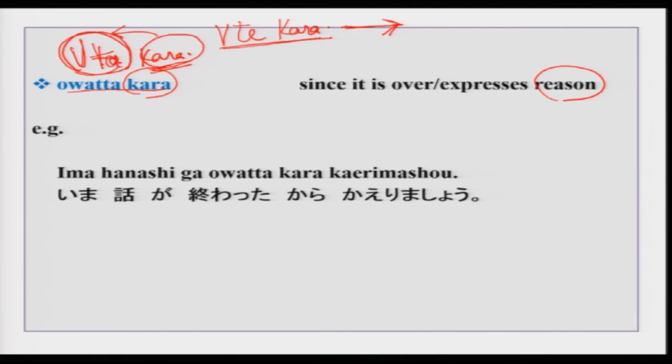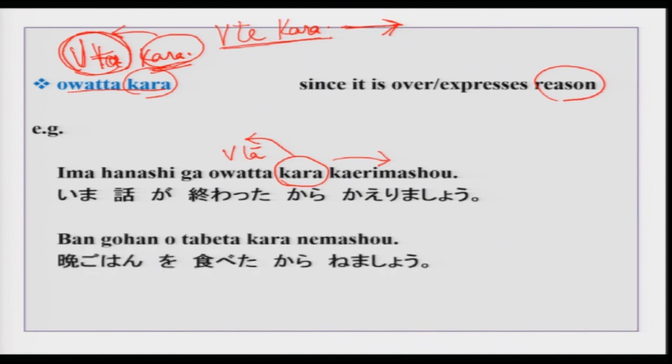For example, you have ima hanashi ga owatta kara kaerimashou. Owatta kara, because the talk is over, because this is over, let us do this. So that is what kara means, and before kara always the plain form is used. Then ban gohan o tabeta kara nemashou. Now you have had your dinner, it is over, therefore, because of this, let us sleep. So one action is over, this action is finished, and this is what we are going to do.